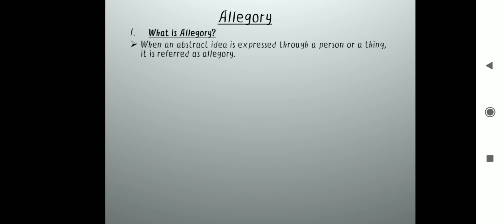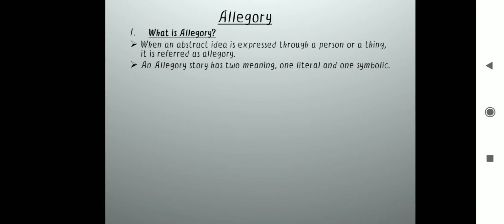This woman figure is called as allegory. Let us understand what it is. What is allegory? When an abstract idea is expressed through a person or a thing is referred as allegory. An abstract idea refers to the feelings like happiness, anger, envy, or nation, which is actually not a person. So expressing such ideas through a person or thing is referred as allegory.